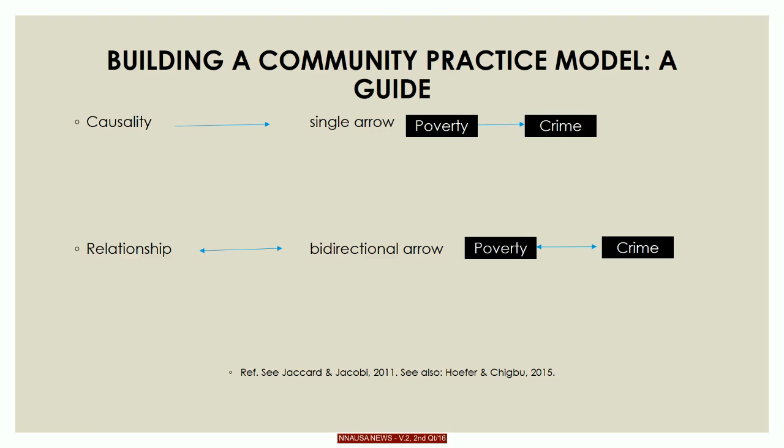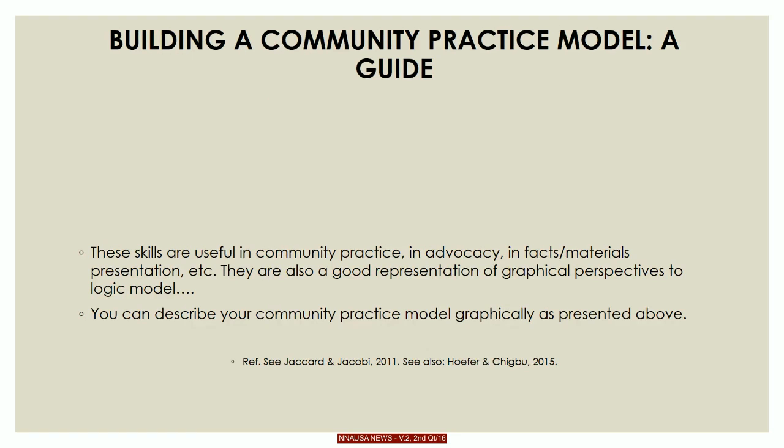So the first one is saying that poverty causes crime. The other one is saying that poverty and crime are related. And then we move to the other one. Having had this basic understanding of this direct relationship and bidirectional relationship in model building, let us move to the next level, which is the first one now.